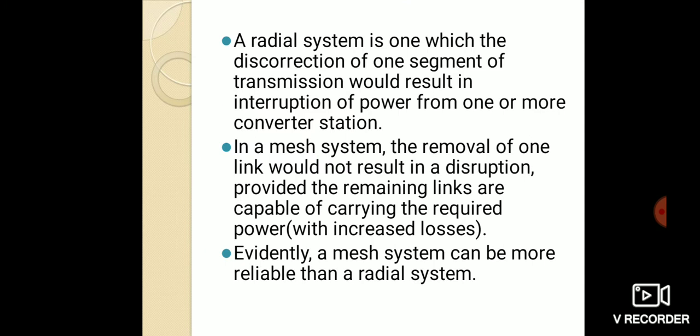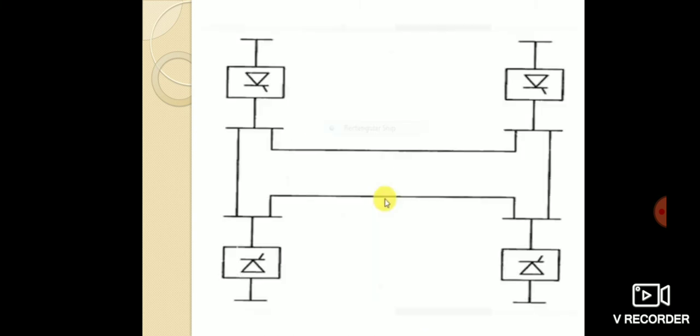A radial system is one in which a disconnection of a segment of transmission would result in interruption of power from one or more converter stations. In a mesh system, the removal of one link would not result in a disruption, provided the remaining links are capable of carrying the required power with the increased load. Evidently, a mesh system can be more reliable than a radial system. The figure shows the rectifiers and the inverters.